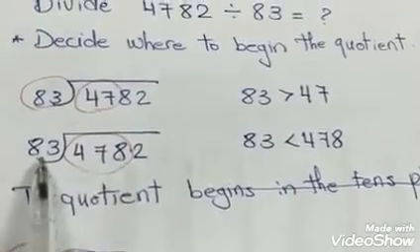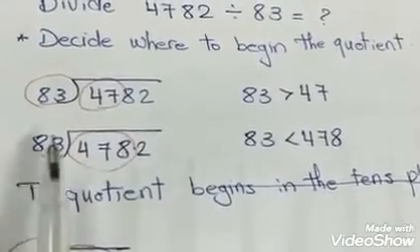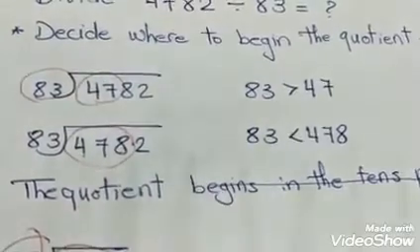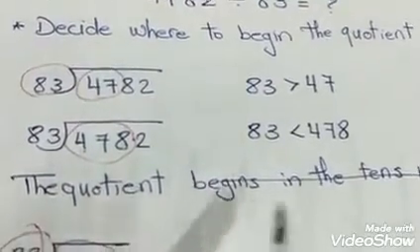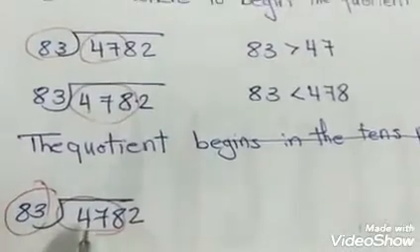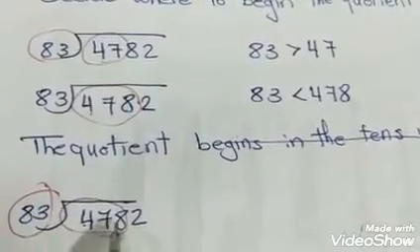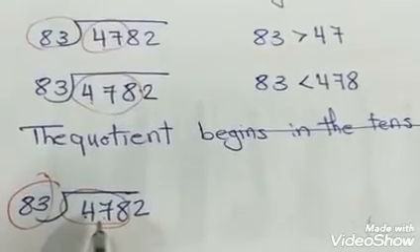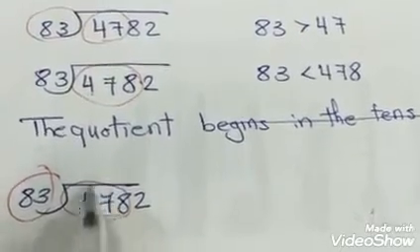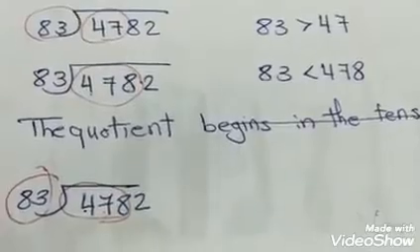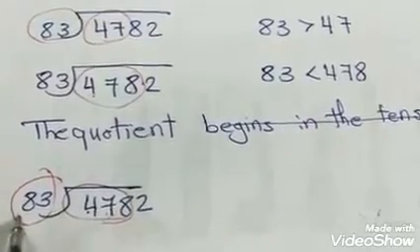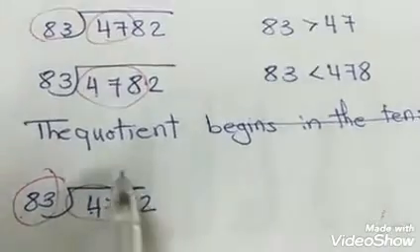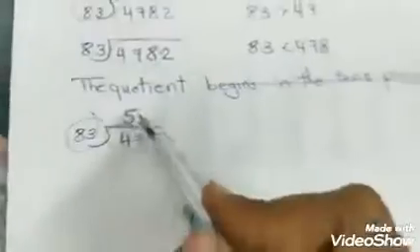Of course, I can divide it by 83 because 83 is less than 400, so the quotient will begin in the tens place. I will take 478 divided by 83. I take 47 divided by 8. If I divide 47 by 8, I will have 5, because 5 times 8 is 40. So I will put the 5.